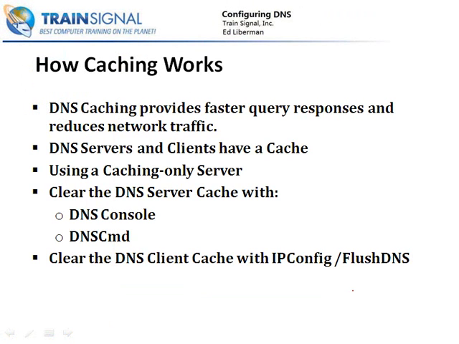So how does caching work with DNS? Well, there's a number of things I want to talk about with you real quick here, and then I'm going to take you back to our server and see how it all looks. First of all, DNS caching, why do we have it? Well, we have it to provide faster query responses and to reduce network traffic. Now, how does this happen? Well, all DNS servers and clients have a cache, or an area in their own local memory where they store the responses to recent queries or recent lookups.